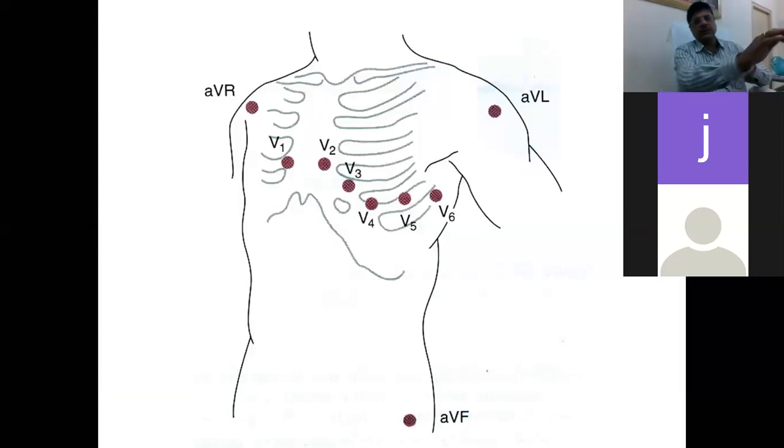So this shows the leads which are there in the horizontal plane. In the horizontal plane, you have the unipolar chest leads. There are around 6 unipolar chest leads. I have told you about this, and it can be increased. It can go to V7, V8, V9. It can increase, right?